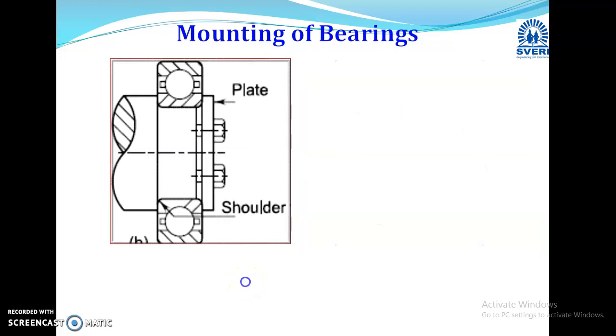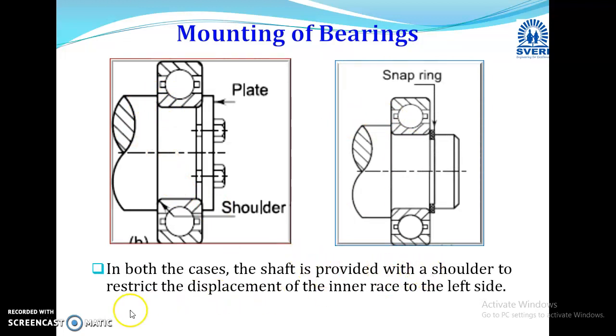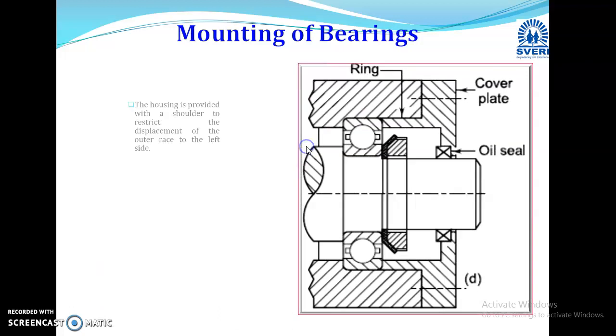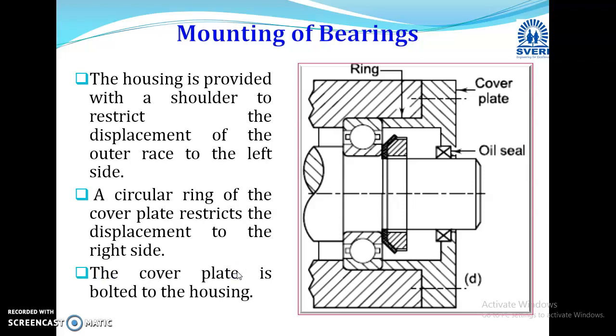Then the second method: you can see for both the cases a shoulder is provided. The shaft is provided with a shoulder to restrict the displacement of the inner race to the left side, and to the right side, in one case a plate is used, in another case a snap ring is used. And the last one, the housing is provided completely. On one side a shoulder is there and on the other side a cover plate is there. So the housing is provided with a shoulder to restrict the displacement of the outer race to the left side, and a circlip is provided on the right side. So this is also one method.